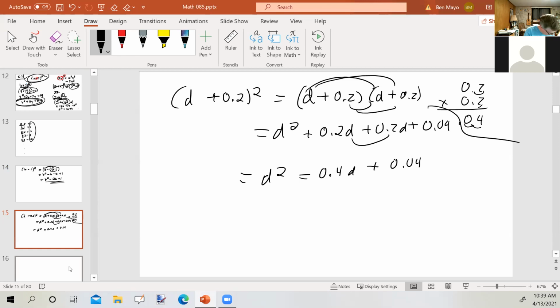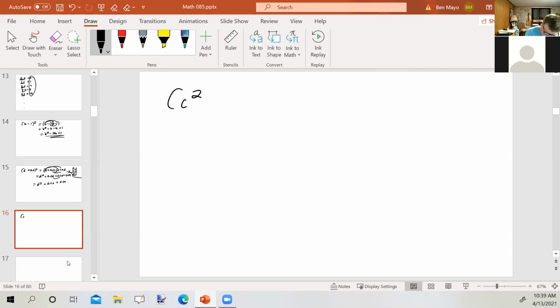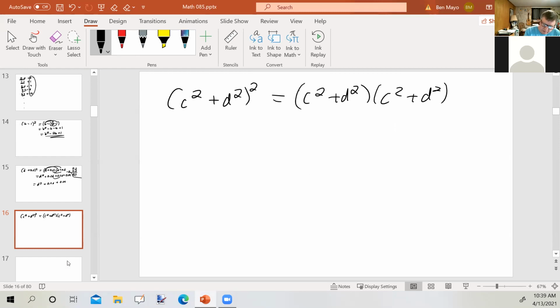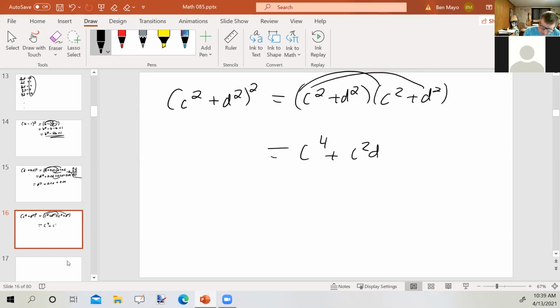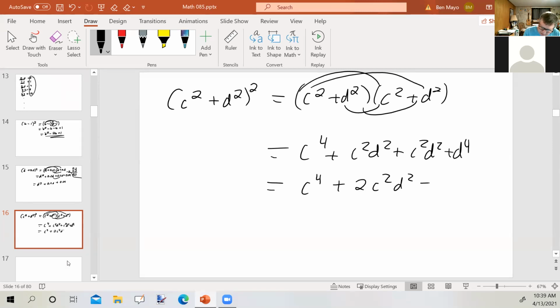Okay, let's take a look at this one. C squared plus d squared, the quantity squared. So this is c squared plus d squared times c squared plus d squared. So we get c to the 4th power plus c squared d squared plus c squared d squared plus d to the 4th power, which is c to the 4th power plus 2 c squared d squared plus d to the 4th power.